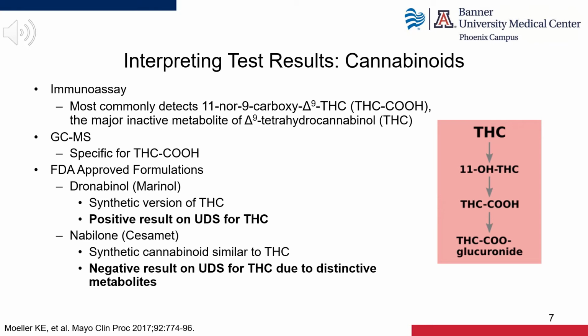There are two FDA-approved formulations for THC. One is dronabinol, which is a synthetic version of THC, and the second is nabilone, which is a synthetic cannabinoid similar to THC. The dronabinol will test positive on a urine drug screen, but the nabilone will not.